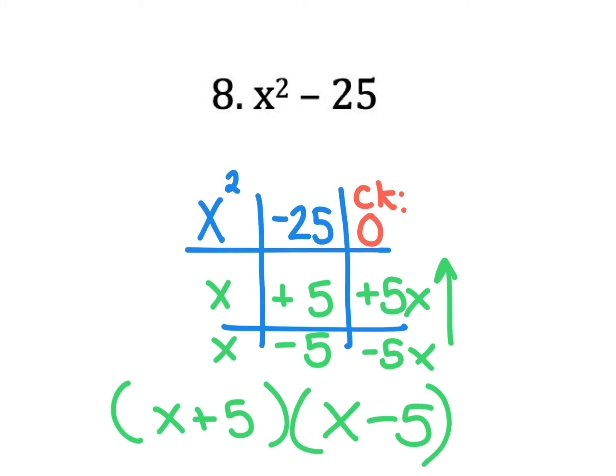Once in a while, students will ask, does it matter which binomial I write first? The answer to that is no, because multiplication is commutative. You can change the order in which you multiply and you get the same answer.